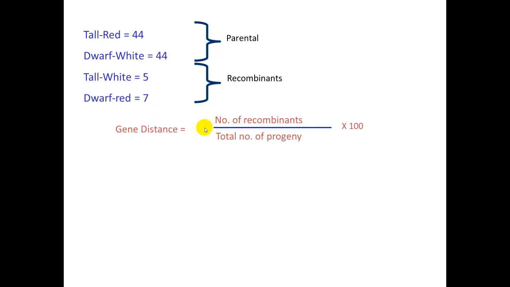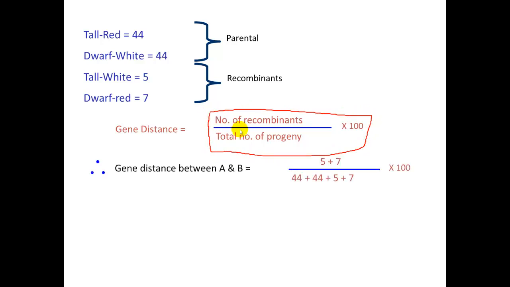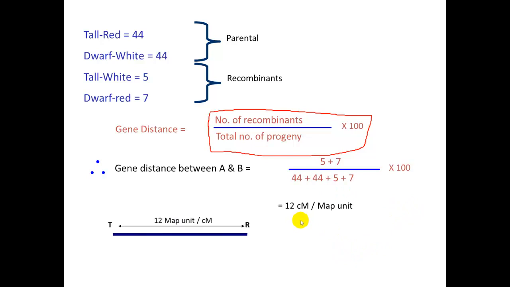So gene distance is equal to the number of recombinants divided by the total number of progeny, times 100. Now simply you have to put in the figures. By putting in the figures, what did you get? You got 12 map units or centimorgans, and that is the answer. So this is how such questions are calculated. The only thing you have to keep in mind is: calculate the number of recombinants, divide by the total number of progeny, times 100, and you will get the gene distance. Right?